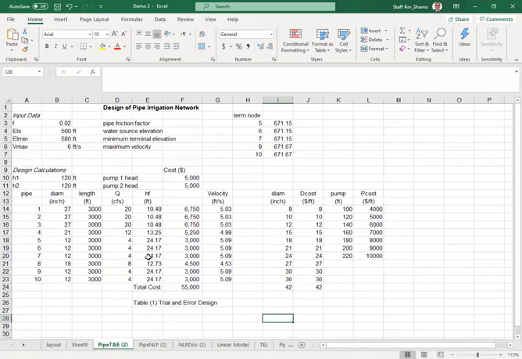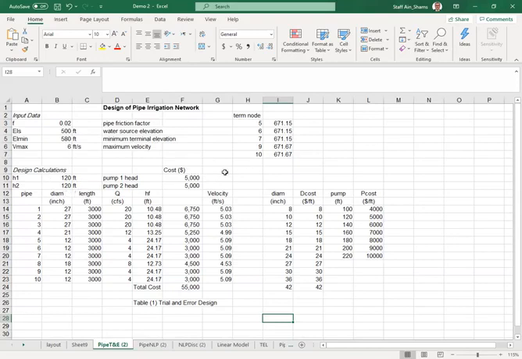We try here a trial and error method of design by dividing the spreadsheet into sections, one for input data to define the pipe friction factor, the water source elevation, the minimum terminal elevation, and the maximum velocity, which is 6 feet per second. Then we have a section to calculate the terminal node pressure, starting from the source and going through the two pumps until we reach the nodes 5, 6, 7, 9, and 10.